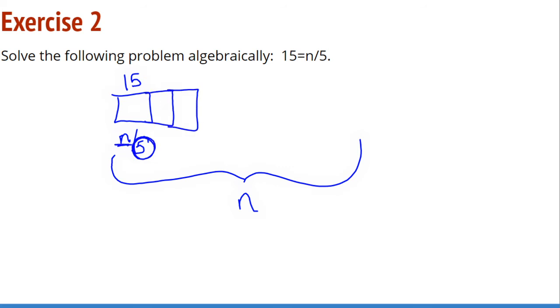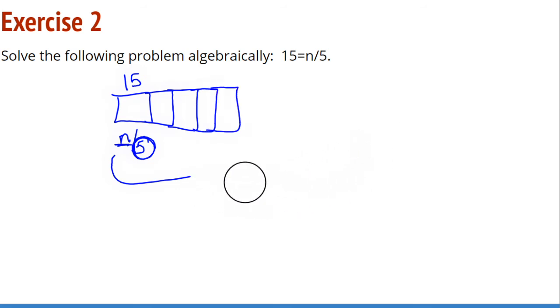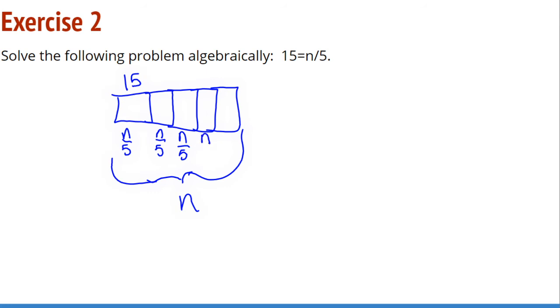2, 3, 4, 5. Redraw my bracket here. So each of these is my number divided by 5. And so I'm going to have 5 15s. And 15 times 5, my number is going to be equal to 75.